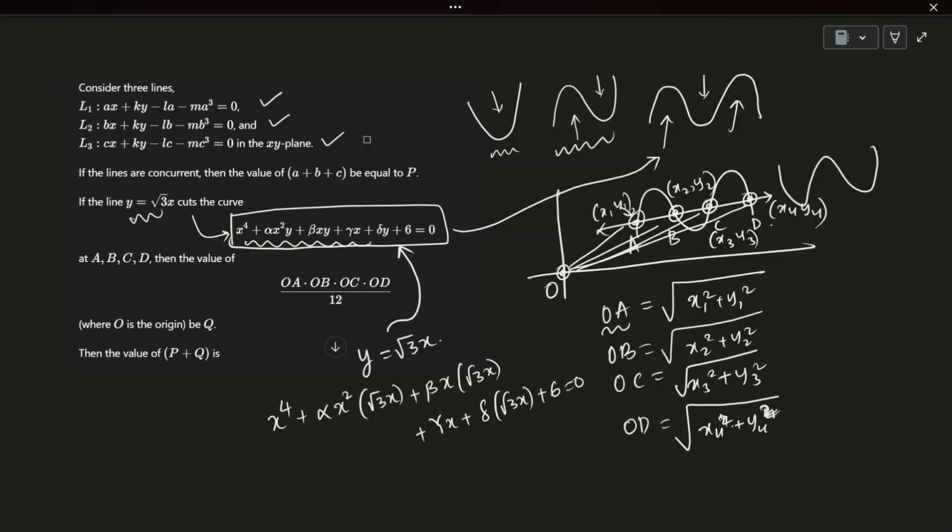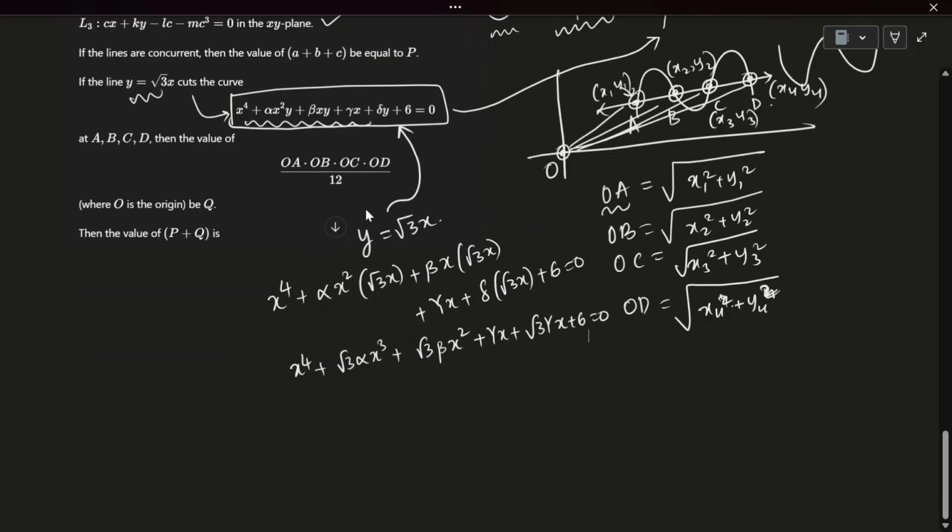So now we got the equation in the form of x. So x to the power 4, plus, after multiplying this, we get root 3 alpha x cubed plus root 3 beta x squared plus gamma x plus root 3 delta x plus 6 equal to 0.